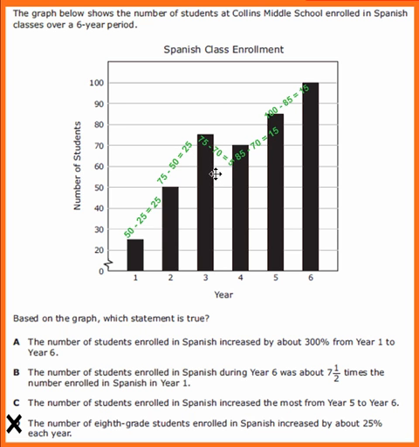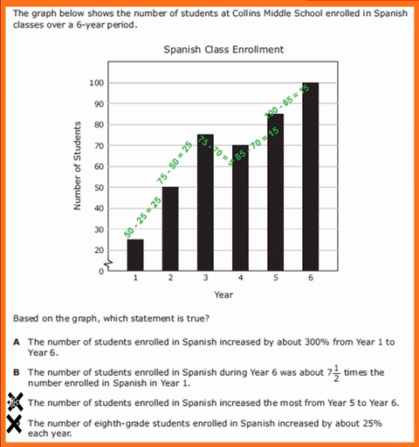Between year 3 and 4, there was a 5-student drop. And it does say increase, so we know that we're not looking at 3 to 4. From 4 to 5, there was a 15 student increase, and from 5 to 6, a 15 student increase when I subtract those two numbers. So C can be eliminated because it is not the most. The most occurred between 1 and 2 and 2 and 3.